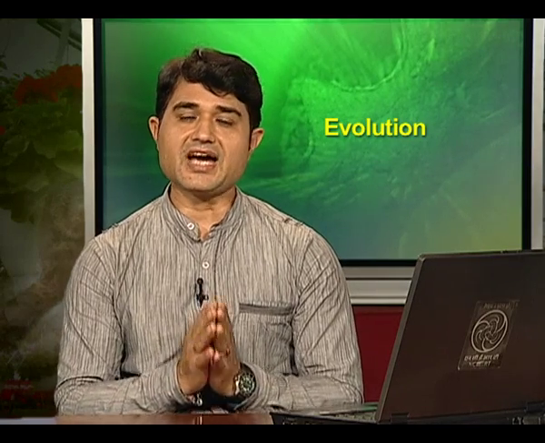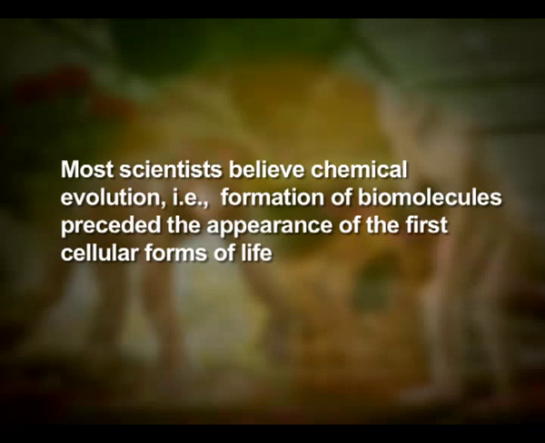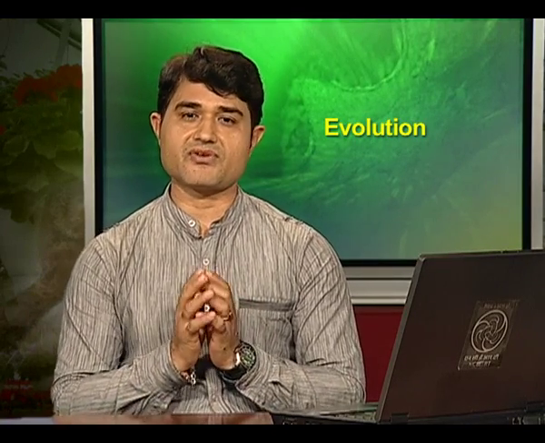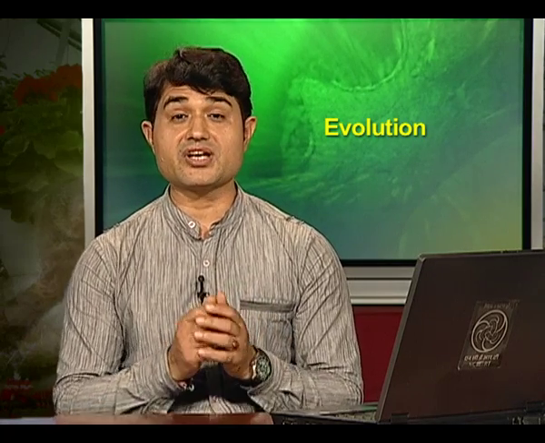So, we can conclude that the origin of life on earth can be understood only against the background of the origin of the universe, especially earth. Most scientists believe chemical evolution, that is formation of biomolecules, preceded the appearance of the first cellular forms of life. The subsequent events as to what happened to the first form of life is a conjectured story based on Darwinian ideas of organic evolution by natural selection.